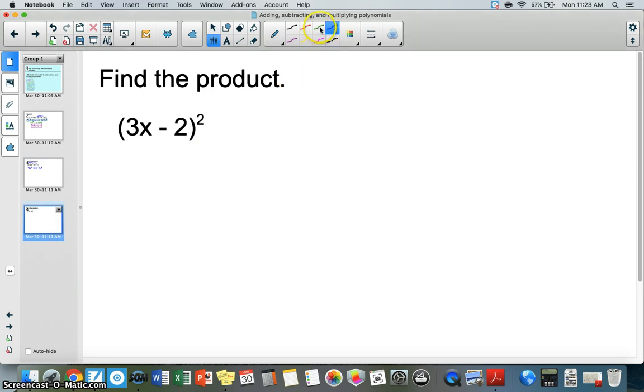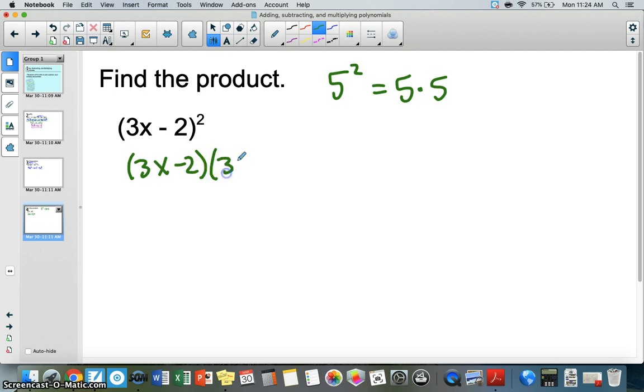Okay, last example tells us to find the product. Again, product means to multiply. We have to be careful with this problem. So if I have 3x minus 2 all being squared, think about if I square something, like if I do 5 squared, that means to multiply it times itself, 5 times 5. So what I need to do here is multiply 3x minus 2 times itself. Okay, so make sure you write this step out first. 3x minus 2 times 3x minus 2.